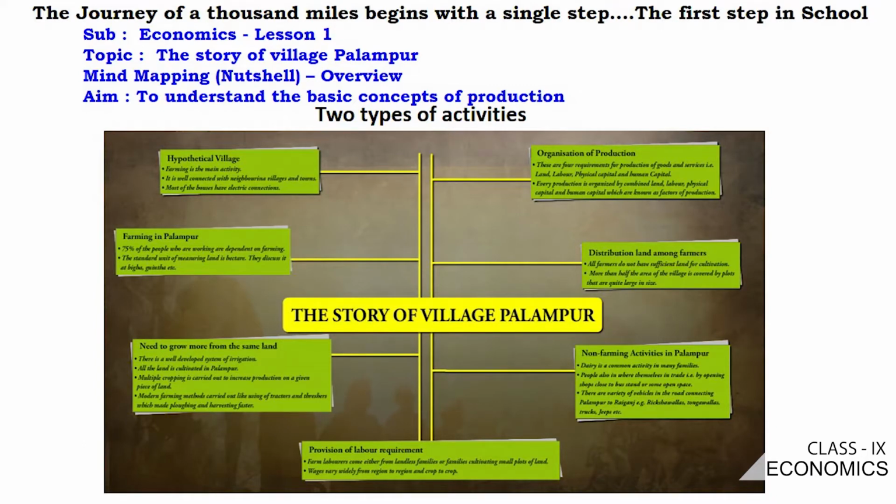Next we are going to discuss the very important part of the lesson, the organization of production. How are we going to organize the production with the factors of production? Next, a very interesting topic, farming in Palampur, that I will show you in a different slide. Then we are going to discuss the need for growing more from the same land. What techniques, what magic we are going to adopt to increase the production from the land. On the other side, we are in need of the development of the land, and whether it is feasible or not, that also we are going to discuss. And we are going to discuss labor and capital, and last but not the least, non-farming activities of Palampur.